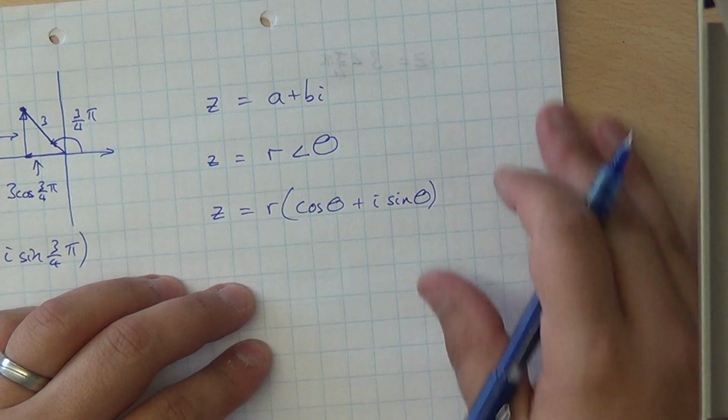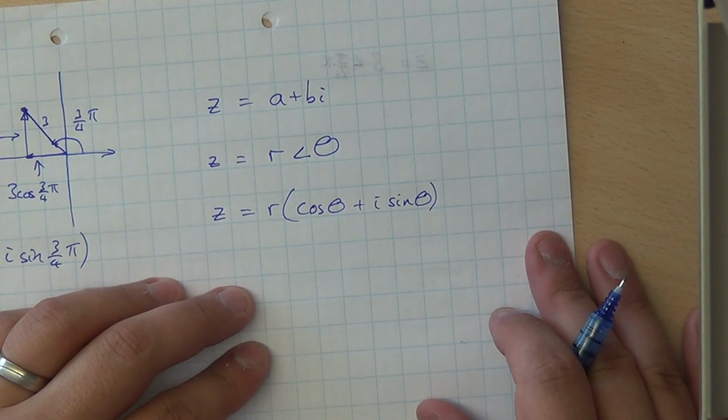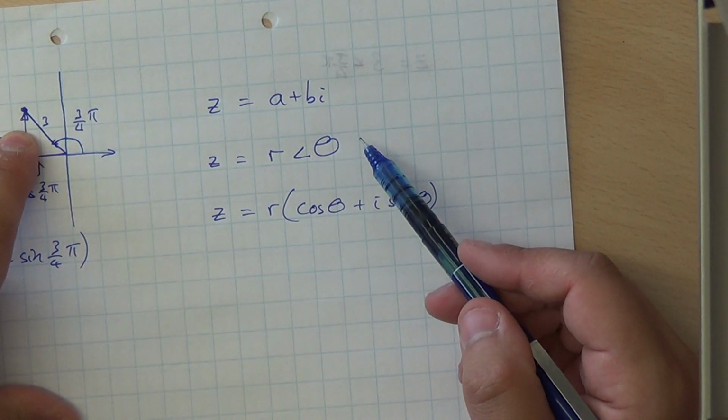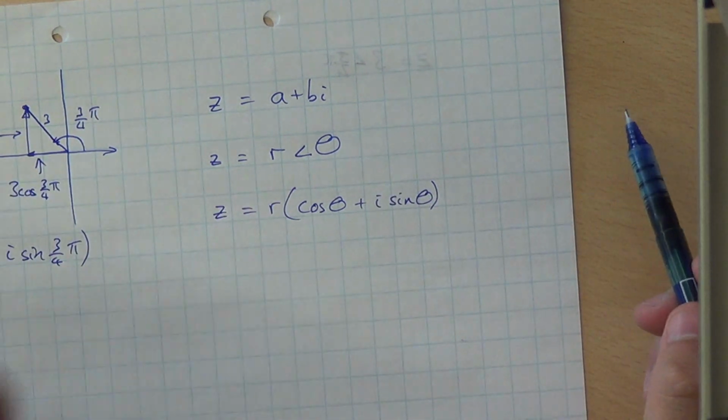And we'll come to look at how these all link together and use them in calculations later. At the moment, we've only been working with this type. But now we've got a geometrical interpretation, we can start to think about how these interact.